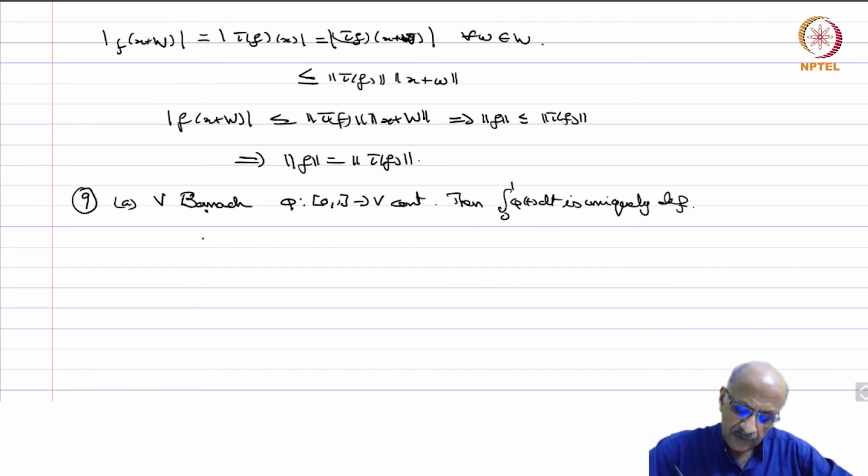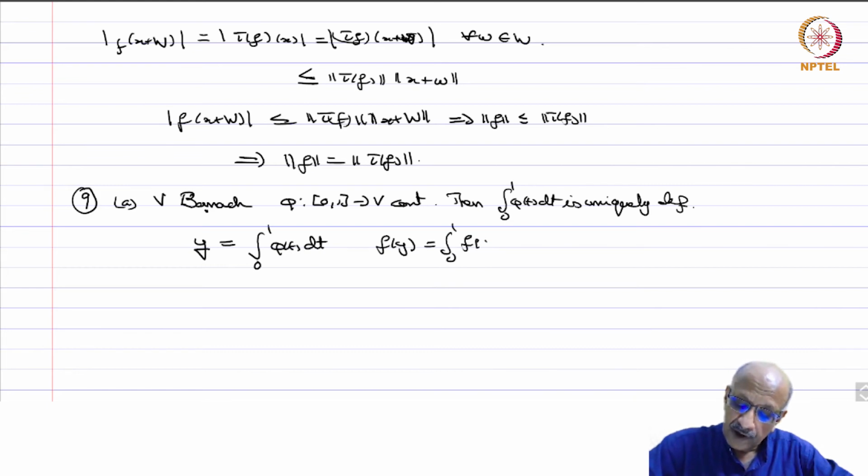So, what is the definition of the integral? It is if y equals integral 0 to 1 phi t dt, what does that mean? F of y should be equal to integral 0 to 1 f of phi of t dt for every f in V star.